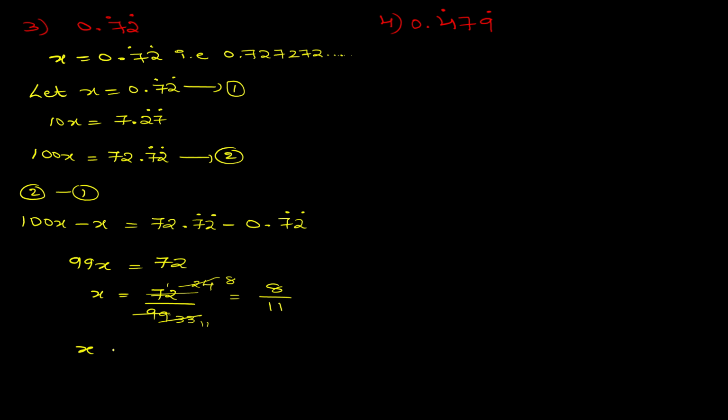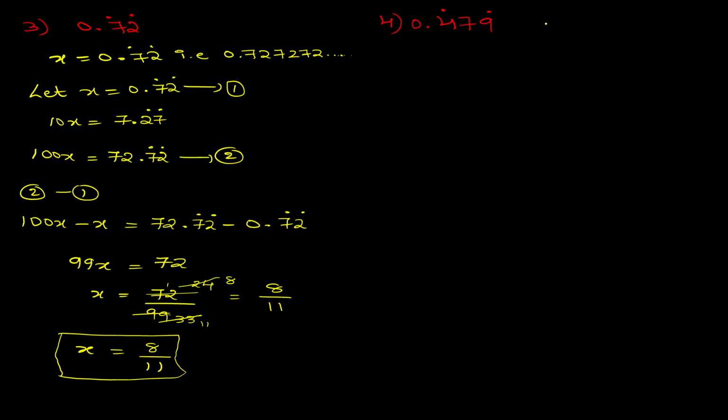So always make sure that once you finish solving a recurring decimal into a fraction, you put the fraction in the calculator and check if you're getting the same number back. So that is how we can verify if our working is correct. When you put 8 over 11 in the calculator, we get 0.727272. So the answer is correct. Now we'll solve the next one.